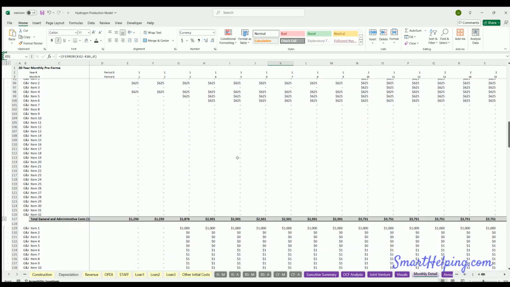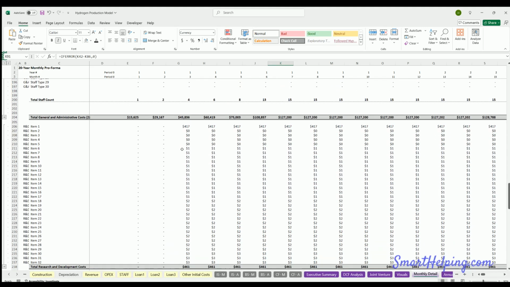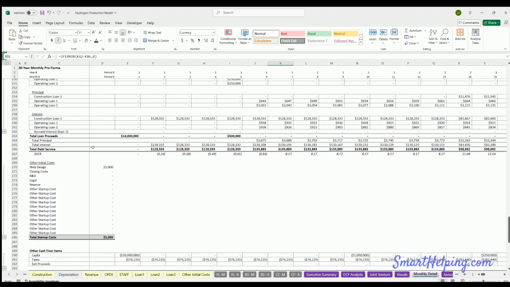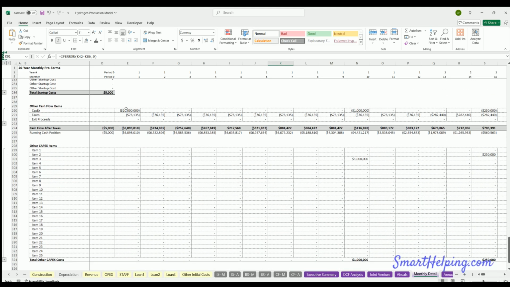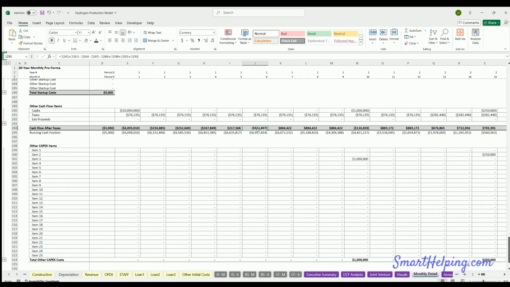Other costs are G&A, fixed operating costs, staffing, R&D. Then we've got our loans, principal, interest, total debt service, other costs, CapEx, taxes, exit proceeds, which don't happen until the final period if we are including an exit value. And then we get to cash flow and cumulative cash.